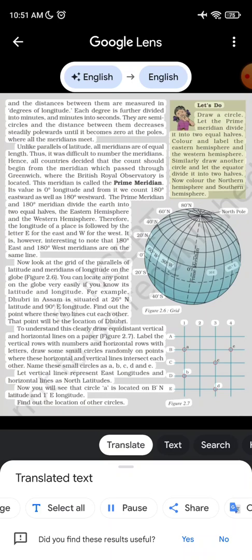Now look at the grid of the parallels of latitude and meridians of longitude on the globe, figure 2.6. You can locate any point on the globe very easily if you know its latitude and longitude. For example, Dhubri in Assam is situated at 26 degrees north latitude and 90 degrees east longitude. Find out the point where these two lines cut each other. That point will be the location of Dhubri.